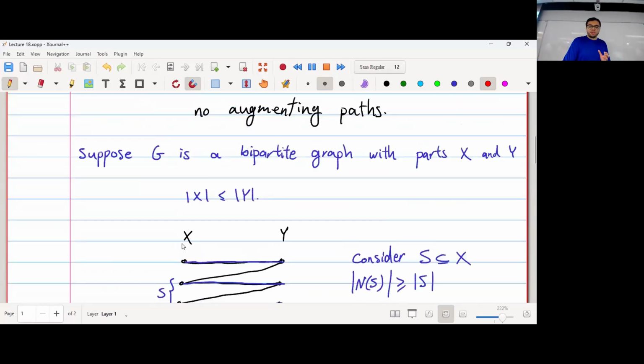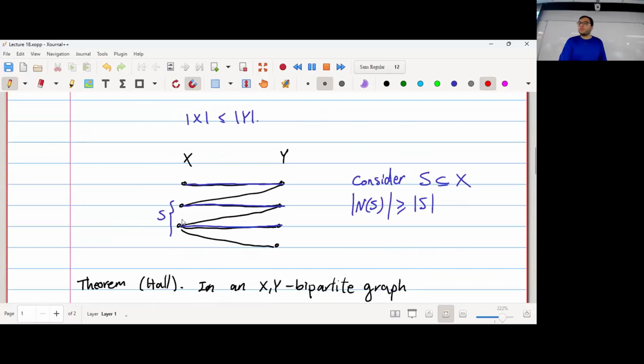So what I can do is I just look at every subset of vertices of X, and I count how many neighbors this subset has. And if the number of neighbors is always greater than or equal to the size of the subset, then I say there is a matching that covers all of X.